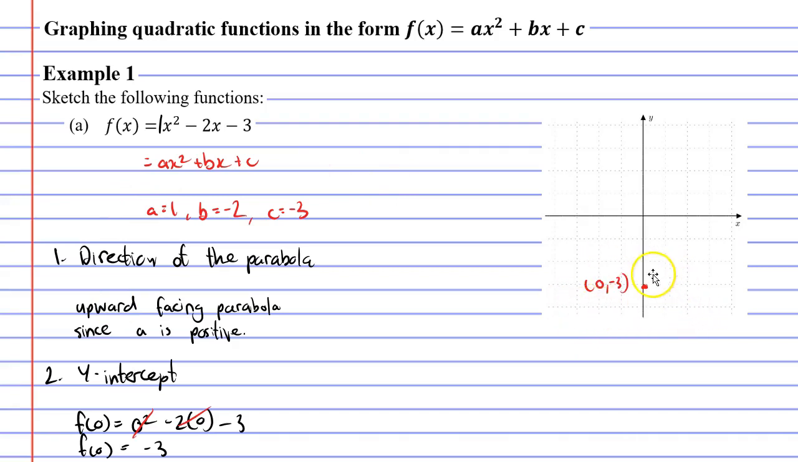This y-intercept could also have been found by simply looking at what c equals. C is -3, our y-intercept also occurs at -3.